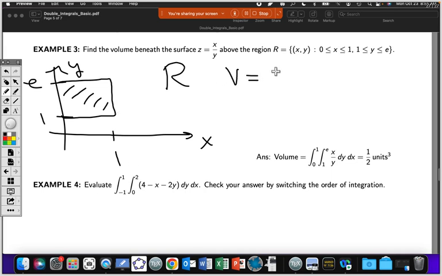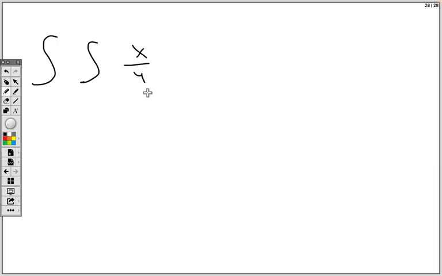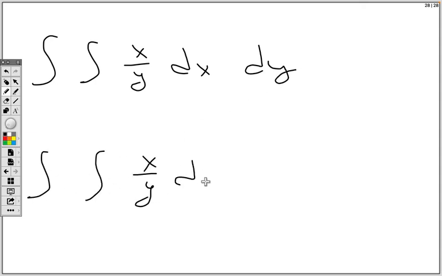So if I want the volume, that's a double integral over R of the height dA. And we actually have a couple different options for dA now. We can chop up the x's or we could chop up the y's. So let's see, my f of x y is x over y. So we could do dx dy, or we could do dy dx.